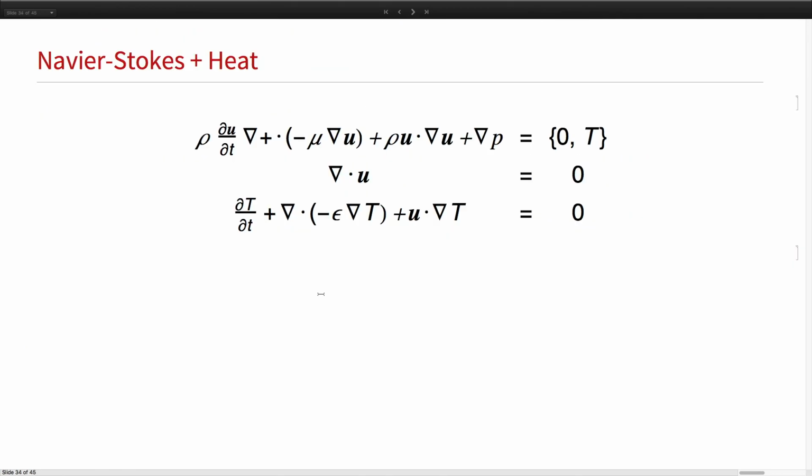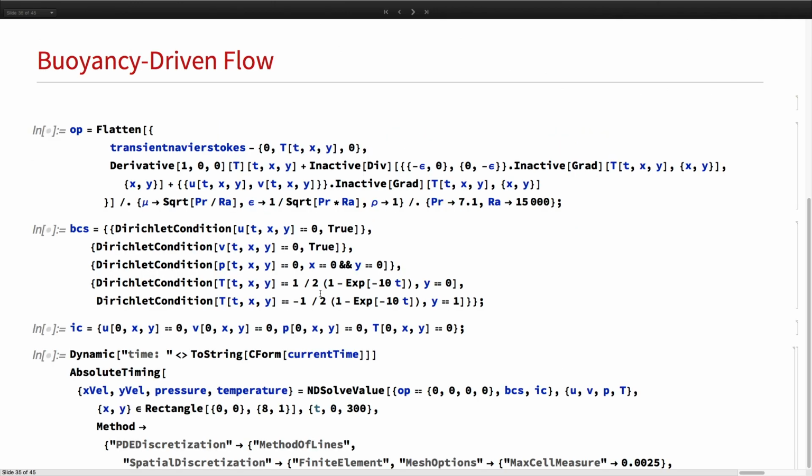Now we have this toolbox of PDEs that we can move or combine together. We just add another equation, so we add a heat equation now. What's happening is the temperature is fed back into the Navier-Stokes equation, and the velocity is driving the gradient of the temperature. With this, you can do something like a buoyancy-driven flow. So you have temperature, and the temperature is driving the liquid in a certain area.